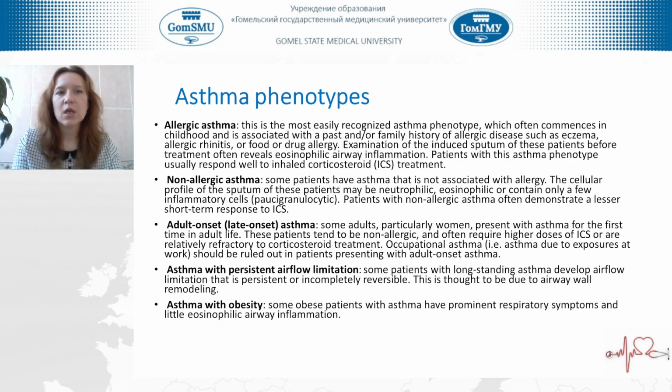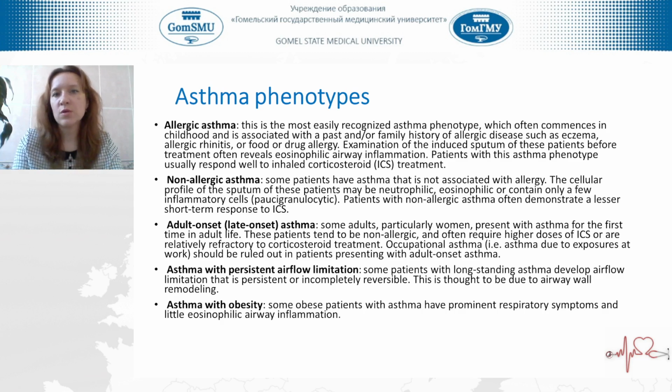Phenotypes of asthma. It can be allergic asthma, non-allergic asthma, adult onset or late onset asthma, asthma with persistent airflow limitation, and asthma with obesity. Allergic asthma is the most easily recognized asthma phenotype, which often commences in childhood, associated with a past or family history of allergic diseases such as allergic rhinitis or food or drug allergy. Patients with this phenotype usually respond well to inhaled corticosteroid treatment.